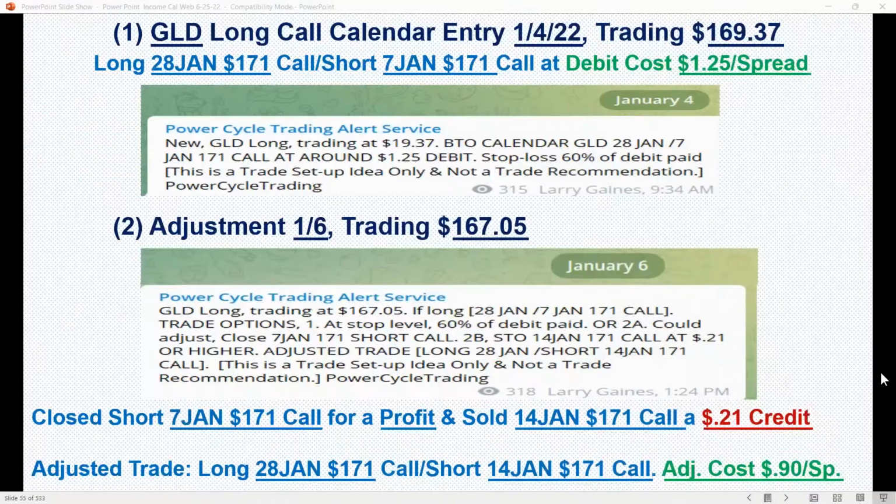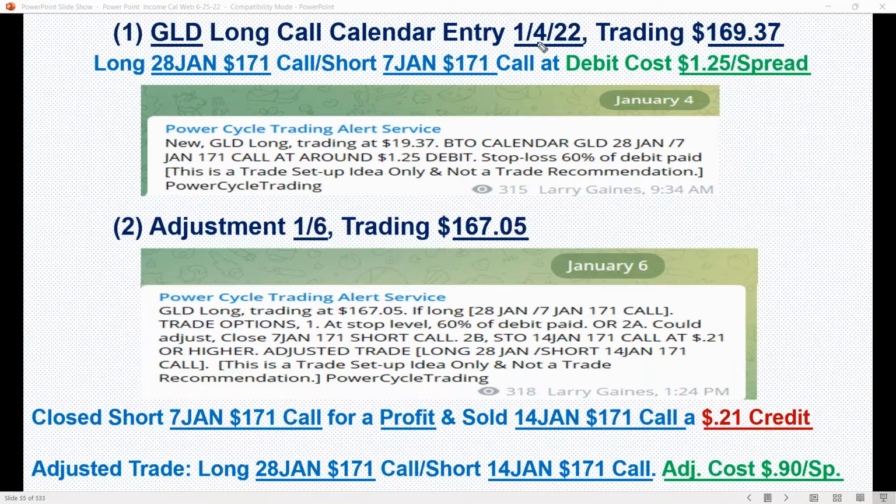So here's an example of one that we did. I was trying to lay out something here so you can see how this can be a benefit if you're trying to take advantage of time decay while you wait. So in this example, let me walk you through it. This is on GLD, the gold ETF.